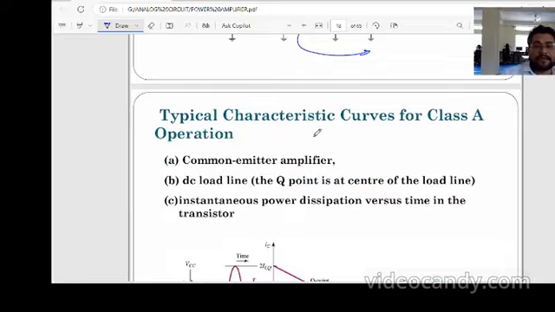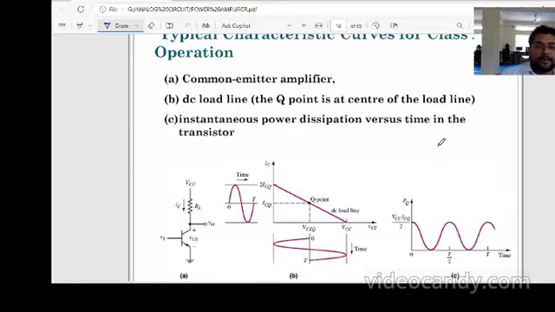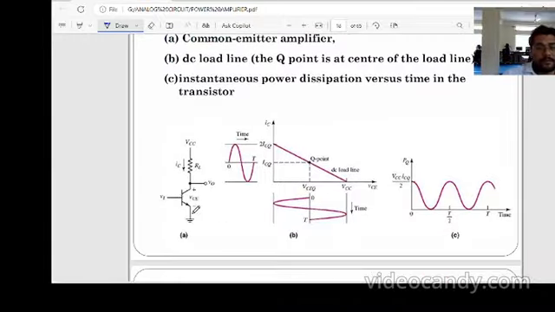The characteristic curves of class A amplifiers. A common emitter configuration. This circuit is designed so that, suppose the input is given here and we take the output here. This circuit is for a class A amplifier. And this is the load line. The DC load line has the Q point at the center of the load line.